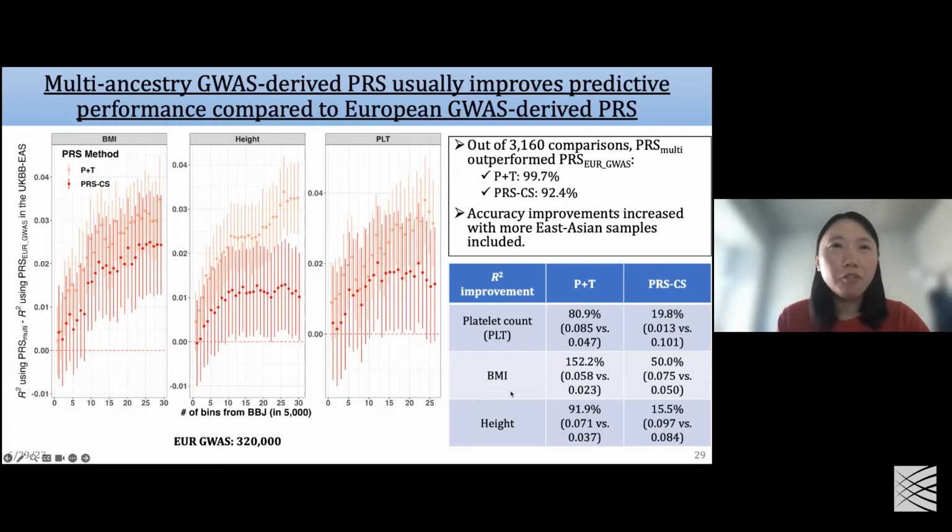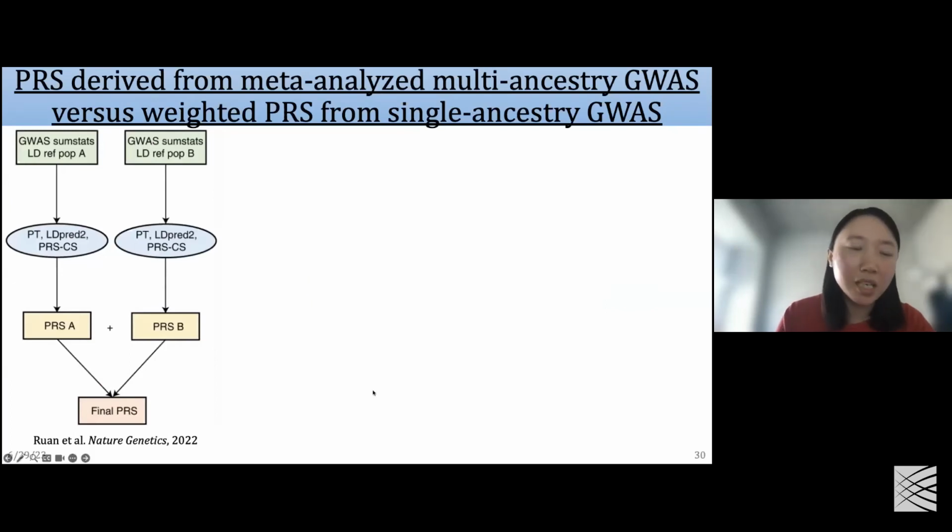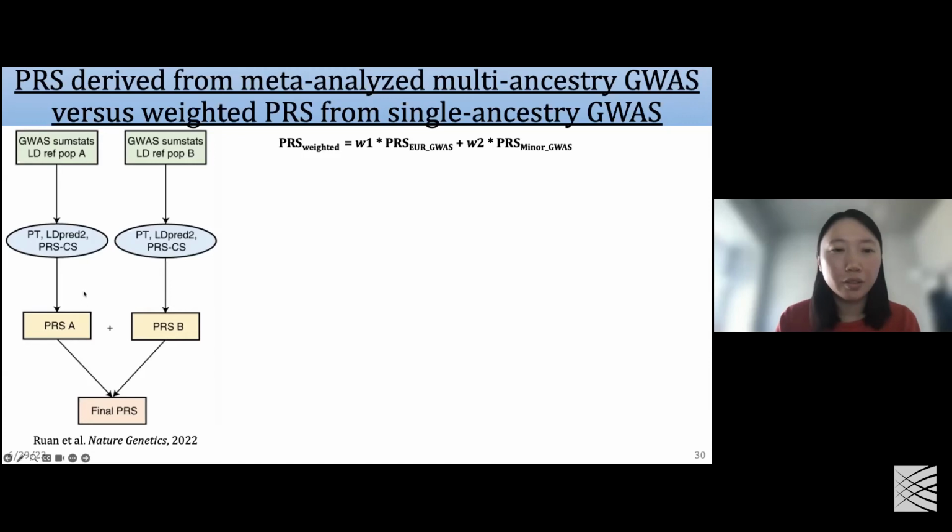So often, when we have a GWAS from multiple ancestries, another common way is that we construct a single-ancestry GWAS based on each of the populations. And we then use a linear combination to combine these PRS through an optimal weighting strategy. So we refer to this strategy as PRS weighted.